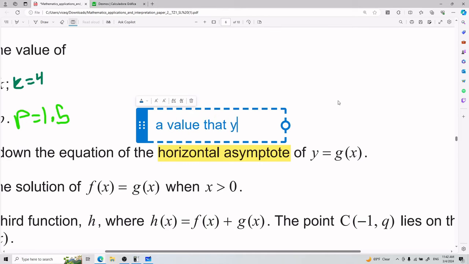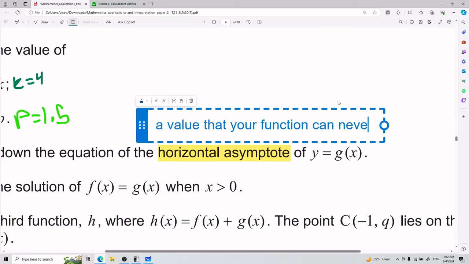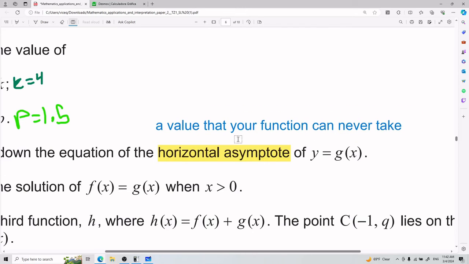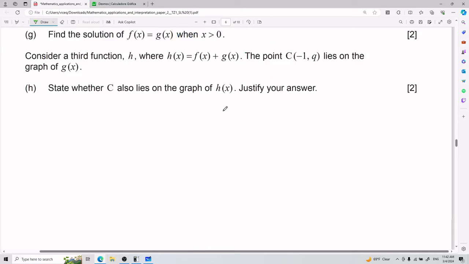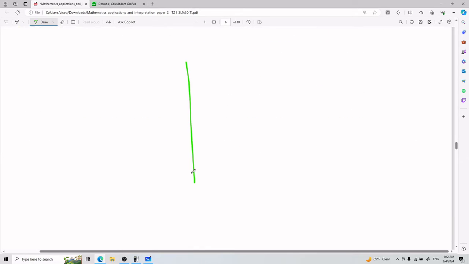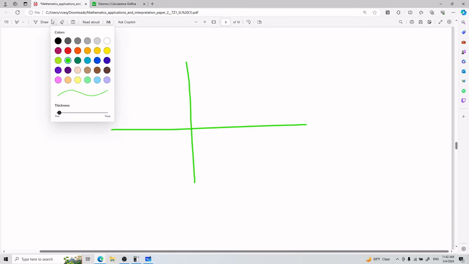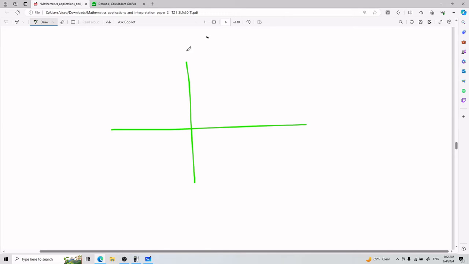A value that your function can never take. See, for the asymptote, you can have horizontal asymptotes or vertical asymptotes. Usually for the vertical one, you can just find... Here's the thing. If you have a vertical asymptote like the one we just saw, which was at, I don't know, x equals 0, that means for vertical, you have an x value that it cannot be.